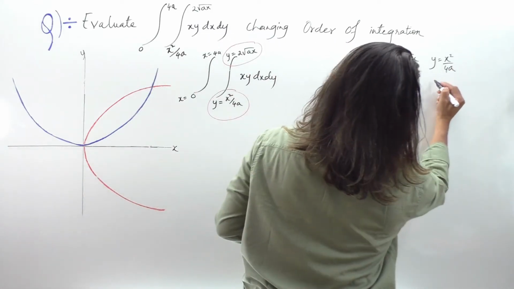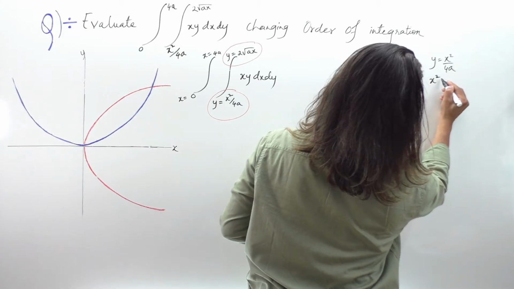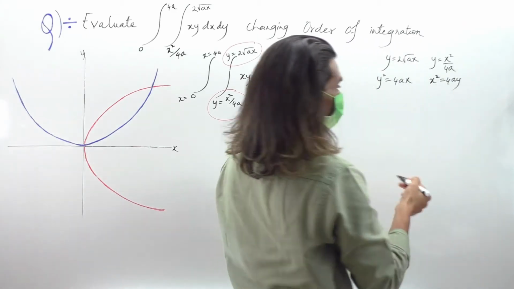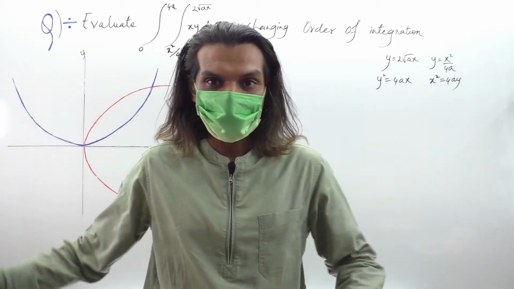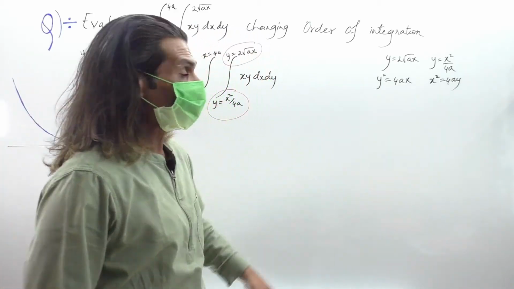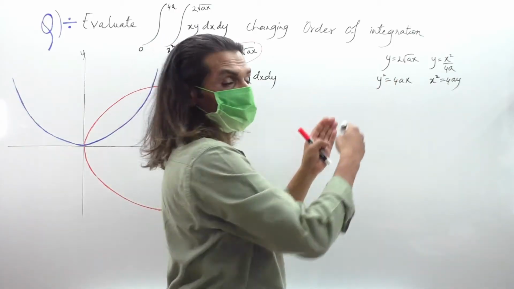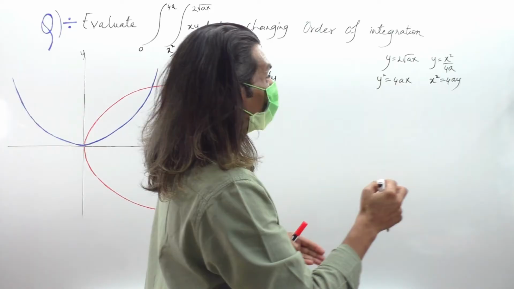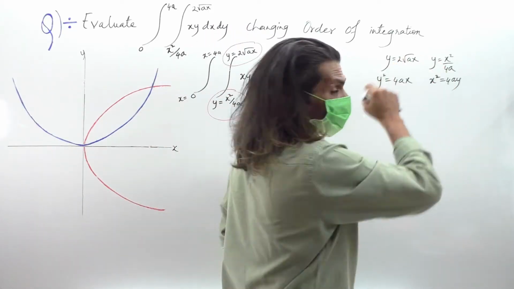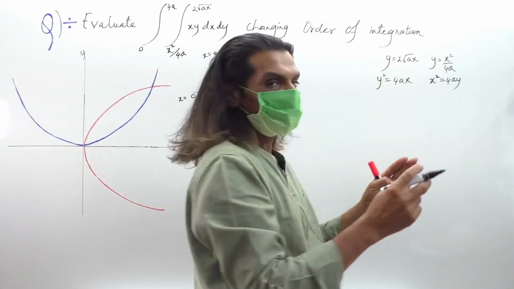The next is, we can rewrite this equation as x square equals 4ay. This also is a parabola. So two parabolas intersecting each other in this problem. Okay, now let's play with these two equations and find the point of intersection between them. So how? See, there is y here, there is y here. Just compare them. We can easily solve this.